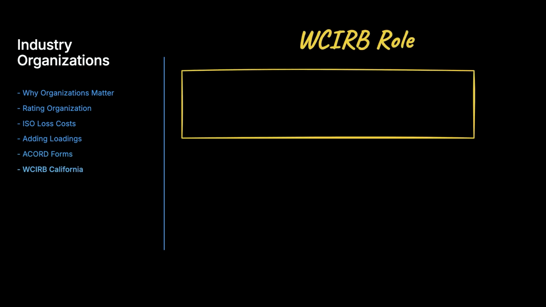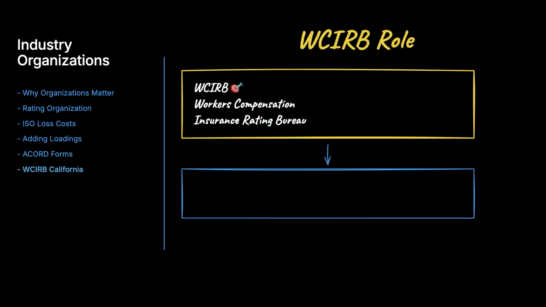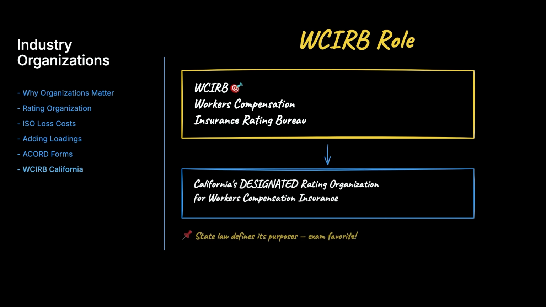Now, a California favorite, the Workers' Compensation Insurance Rating Bureau, known as the WCIRB. This is a designated rating organization for workers' compensation insurance here in California. State law spells out its specific purposes, and the exam loves asking which organization fills this exact role in California. Remember that name firmly because it is a frequent question.